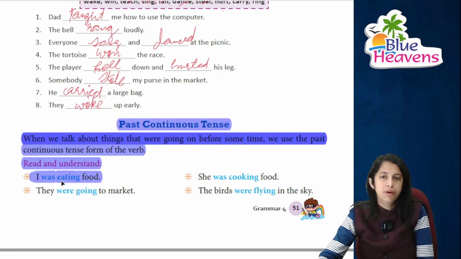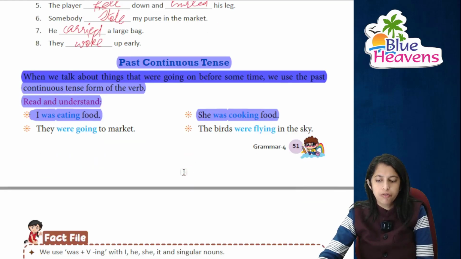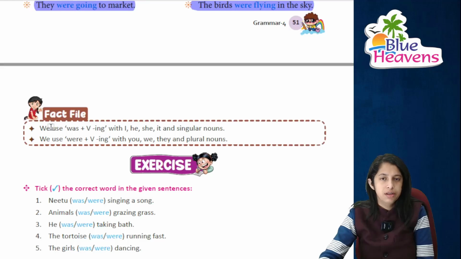I was eating food, मैं खाना खा रहा था. She was cooking food, वो खाना बना रही थी. They were going to market, वो मार्केट जा रहे थे. And the birds were flying in the sky, बर्ड्स फ्लाई कर रही थी स्काई में.